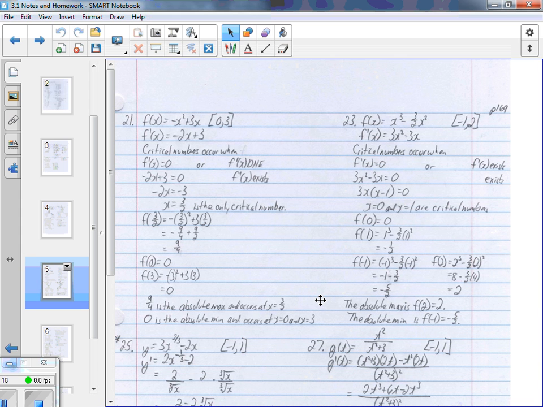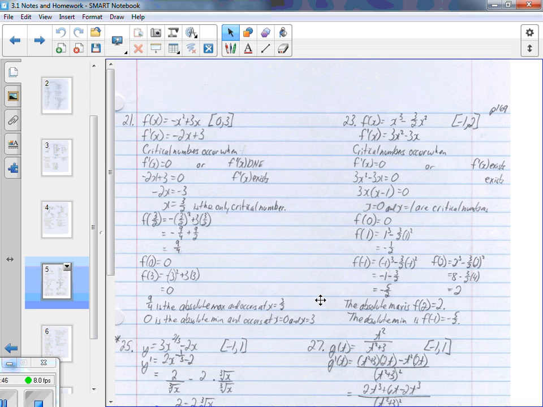Okay? And again, where can extreme values occur? If there's no closed interval, we just worry about critical numbers. If there were not a closed interval, all we do is find the critical numbers, and if there's a maximum or a minimum, it occurs at one of those critical numbers. But for now, they're giving us closed intervals. So we've got to test the endpoints as well.